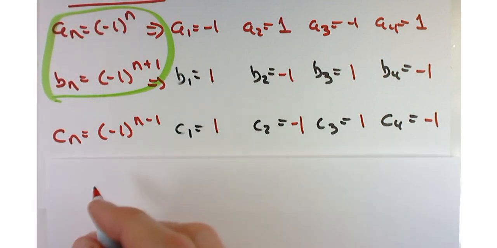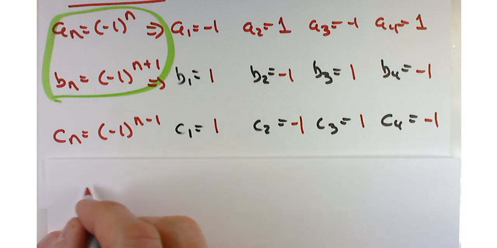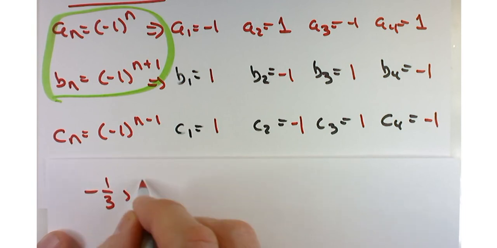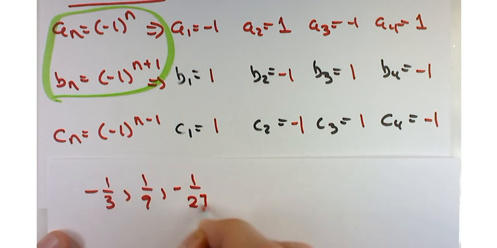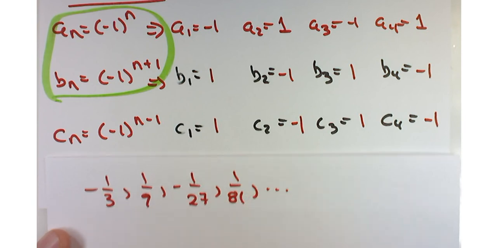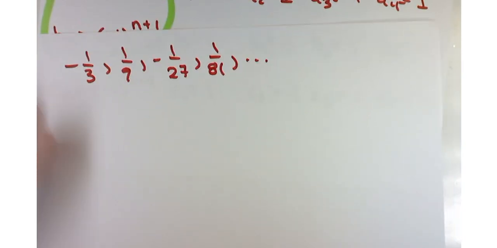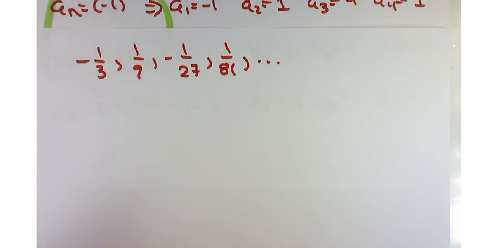So let's look at the actual problem for example G. Our series, or excuse me, our sequence looks like -1/3, and then 1/9, and then -1 over 27, and then +1 over 81, etc. Our goal is to find the general term for this.